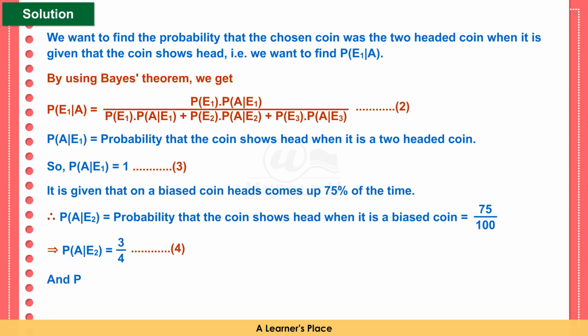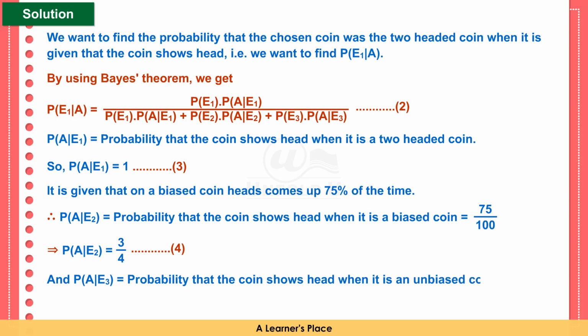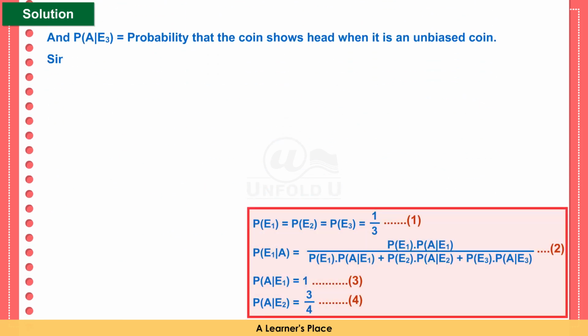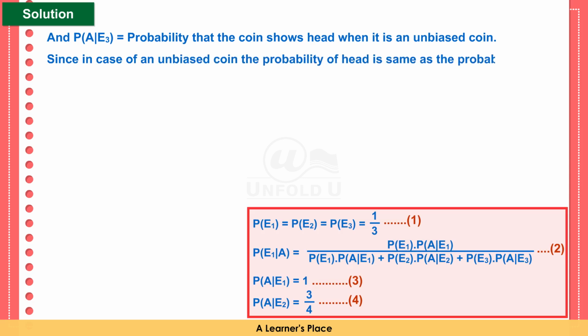And probability of A given E3 is equal to probability that the coin shows head when it is an unbiased coin. Since in case of an unbiased coin, the probability of head is same as the probability of tail, probability of A given E3 is equal to 1 by 2. Mark this equation as 5.